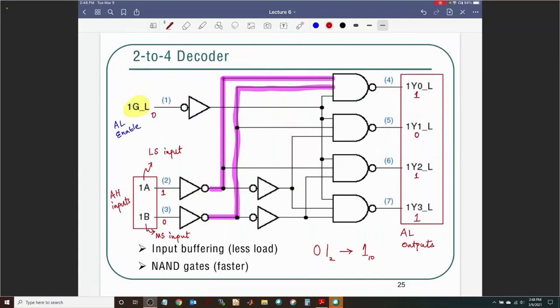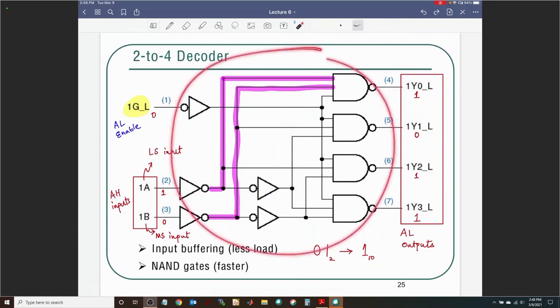One of the attractive features of a decoder is the fact that only one output is active at any given time. We actually use that particular feature to do several other interesting applications. So only one output can be active. And who takes the responsibility of that? The designer, right? The person who designs the chip actually takes the responsibility of that.